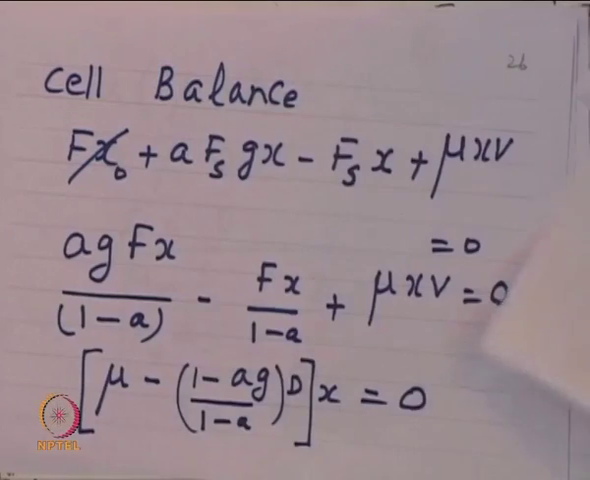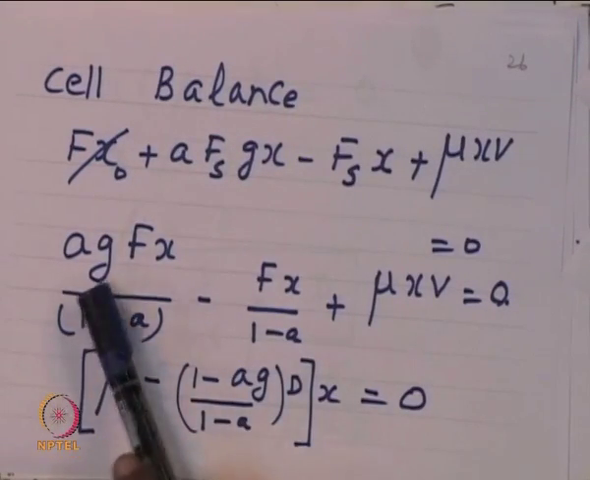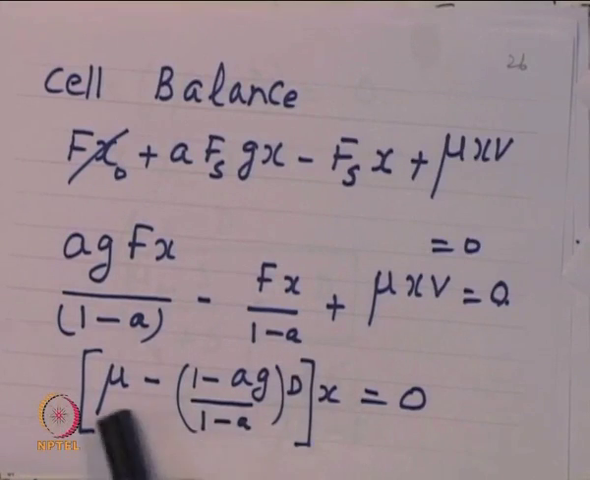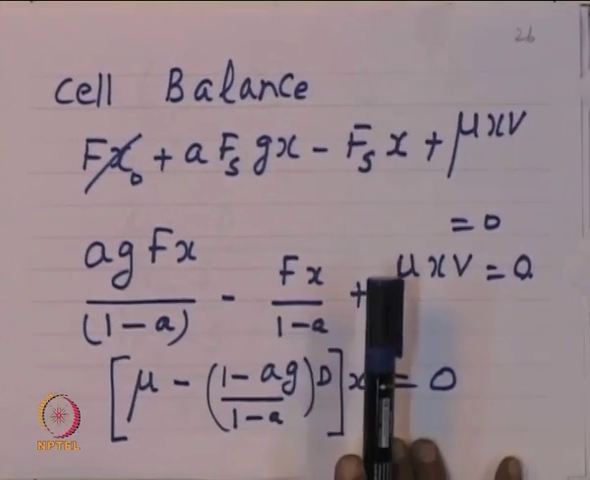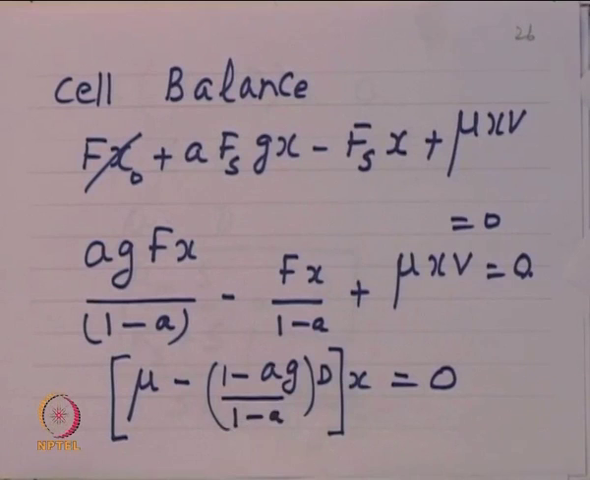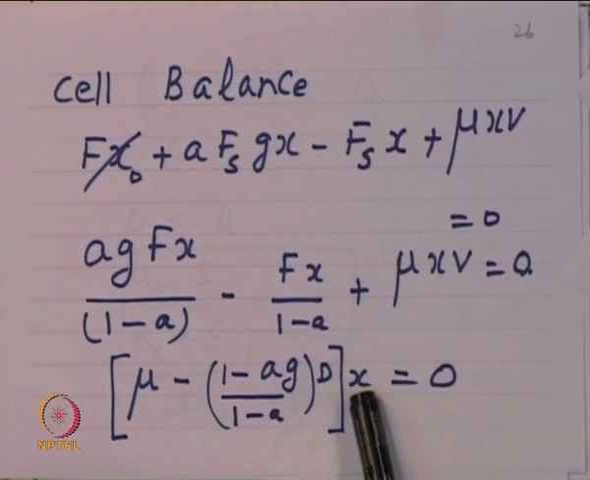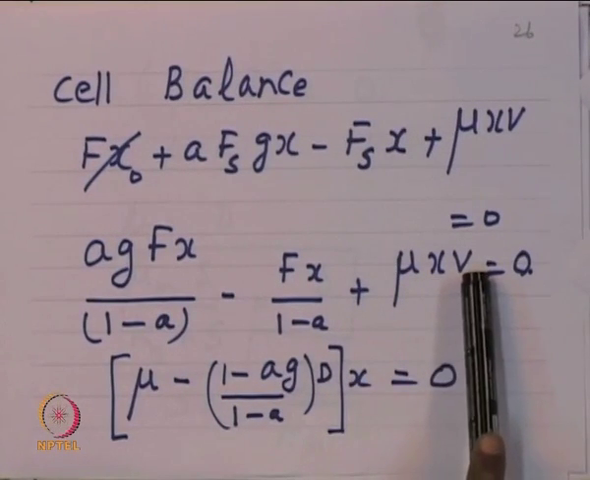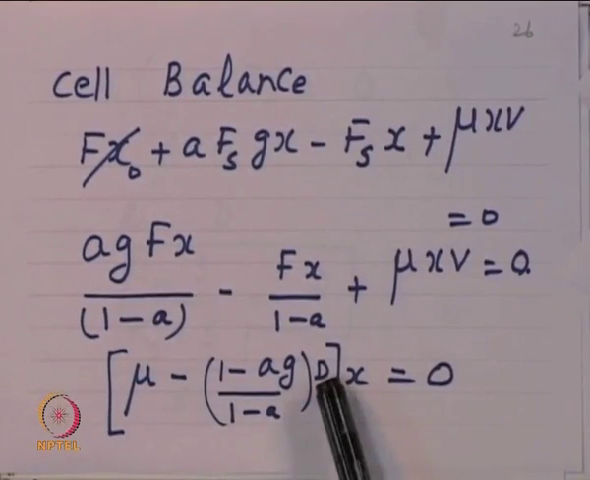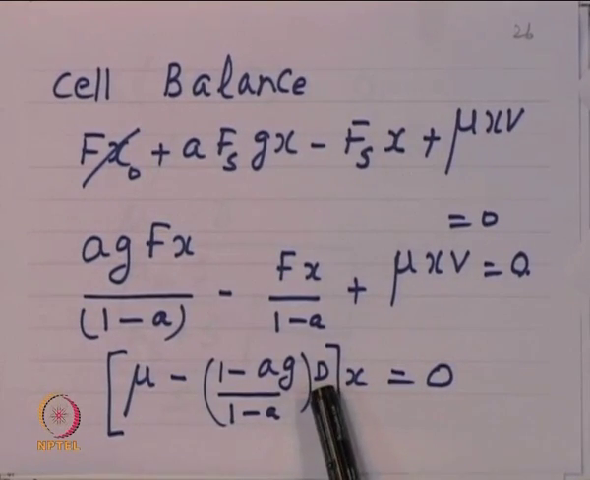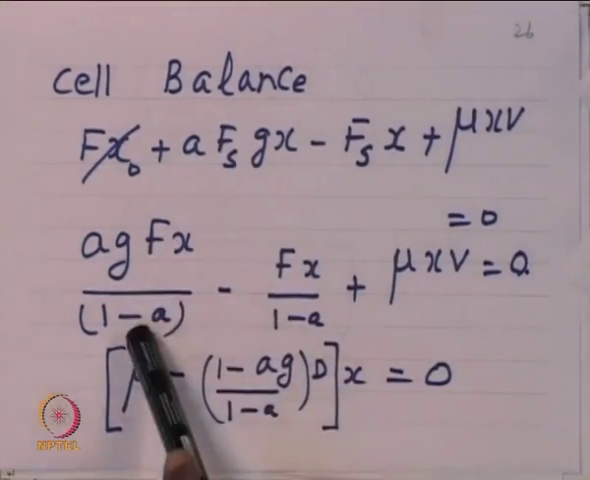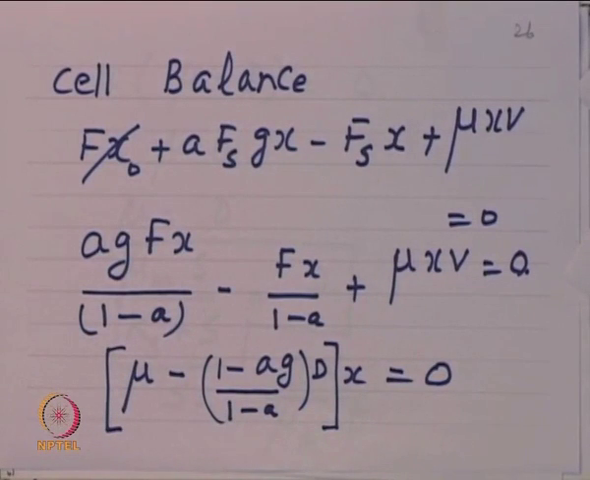So, let us go forward now. If you simplify, what do you get? This simplifies like this. Do you all agree with this? Mu x is common, and then dividing by V, I get the dilution rate D here. Fs I have written as F by 1 minus A. Is it okay? All right with everybody?